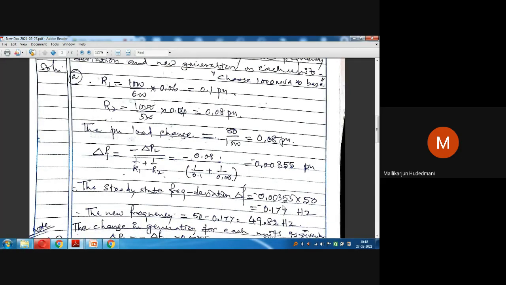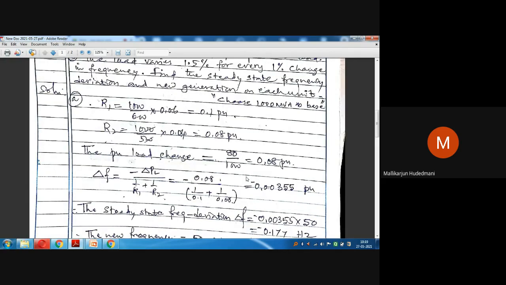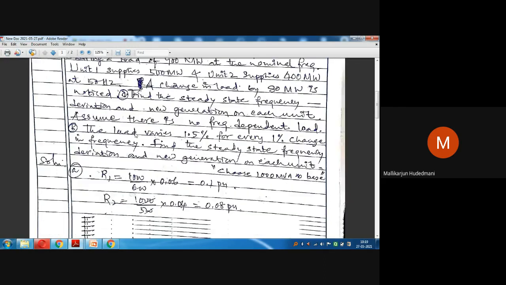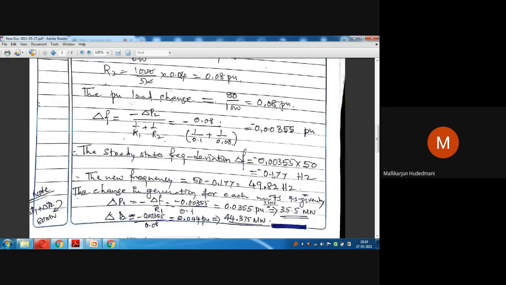Now, what is the prevailing new frequency of the combination of these generators? Originally the line frequency was 50, the base frequency was 50. Can you watch my mouse cursor, which I'm hovering here. 50 hertz is the base frequency. Now this frequency is diminished marginally, by a value of 0.177 hertz. You will find 50 minus 0.177 as 49.82 hertz is the new frequency.